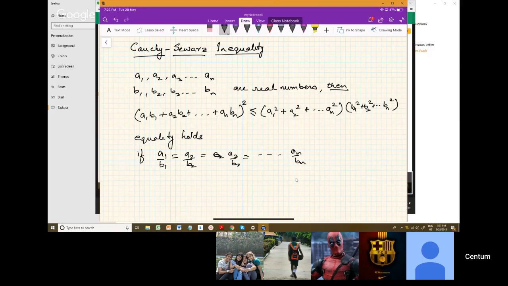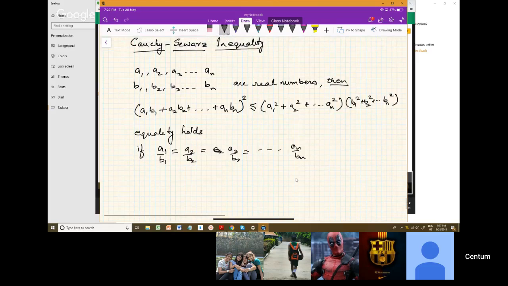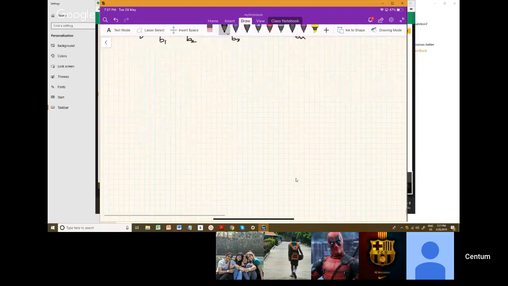Yeah, tell me. So if you take two vectors u and v, where u is a1, a2, a3 until an, and v is b1, b2, b3 until bn, then the dot product of the vectors is the magnitude of u times the magnitude of v times cos theta. So that is less than or equal to the magnitude of u times the magnitude of v. Like, so |u||v| cos theta is less than |u||v|.